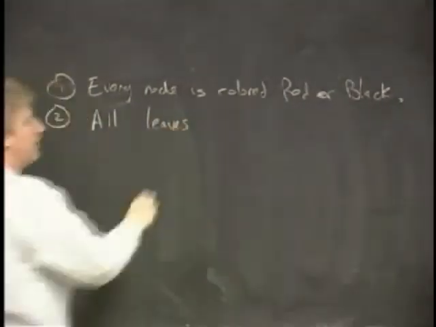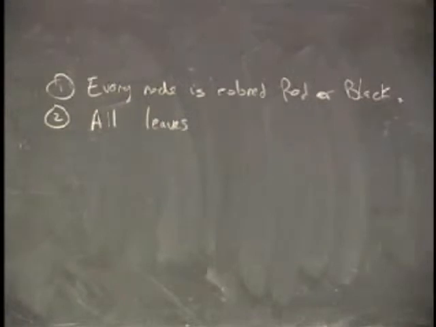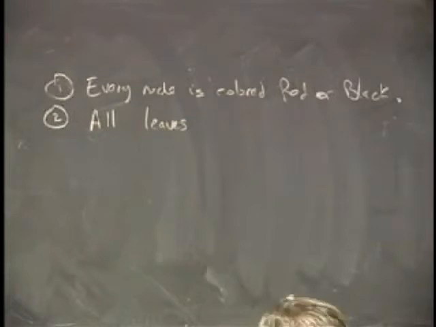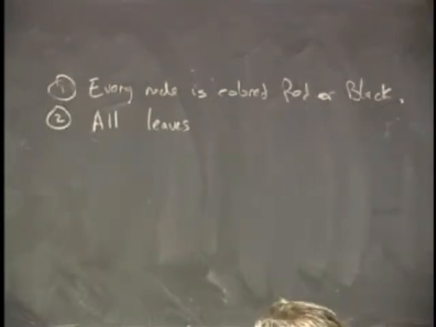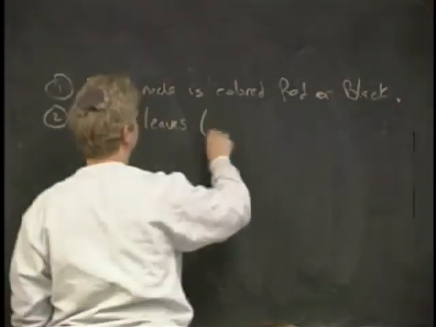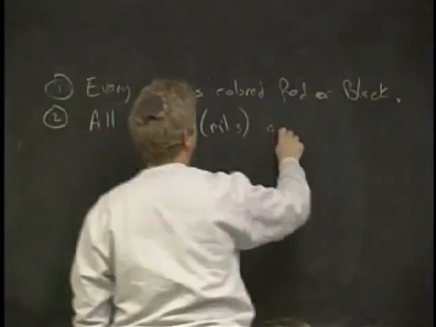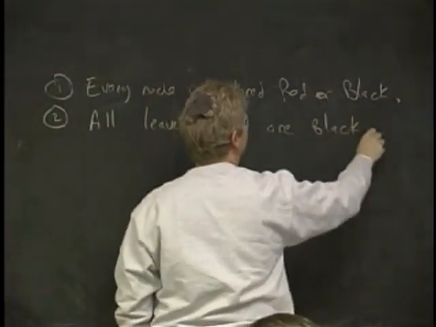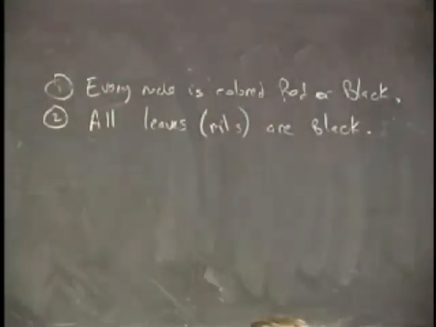All leaves. That means all the nodes at the bottom, and you should understand what this means because it's a very annoying definition and it's easy to miss. This actually means the nils at the bottom. It means the things that point to nothing, the actual nothings, the nils, those are all black. So if you actually draw a tree, you can have reds that look like they're at the bottom, but the nils that they point to are considered black. So all the leaves, meaning the nils, are black, so that even the null pointers at the bottom have colors and they're black.